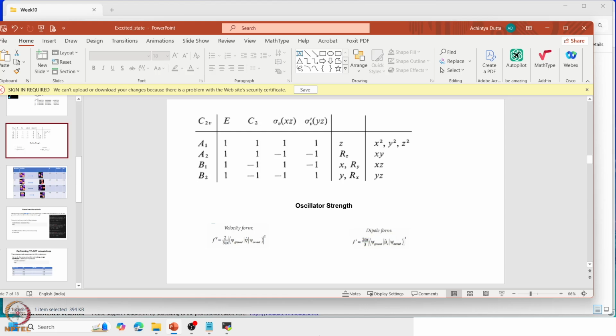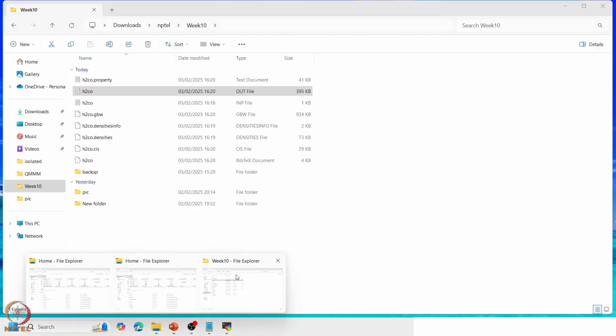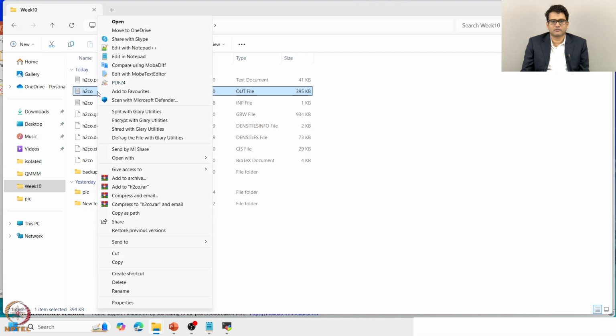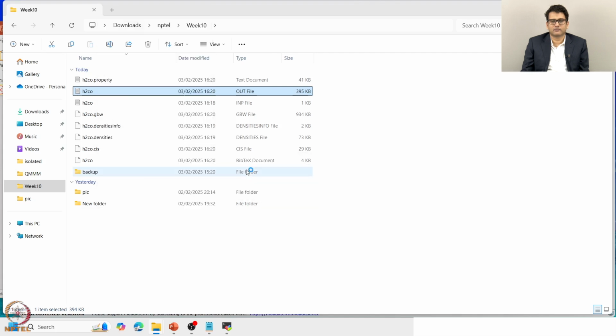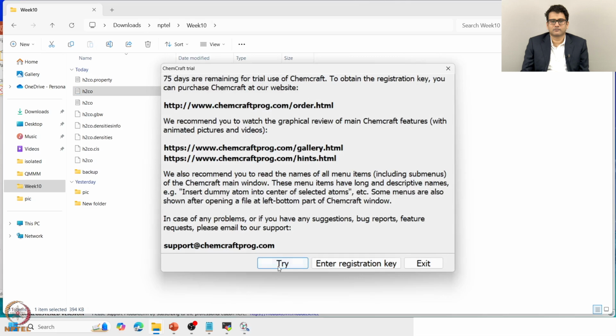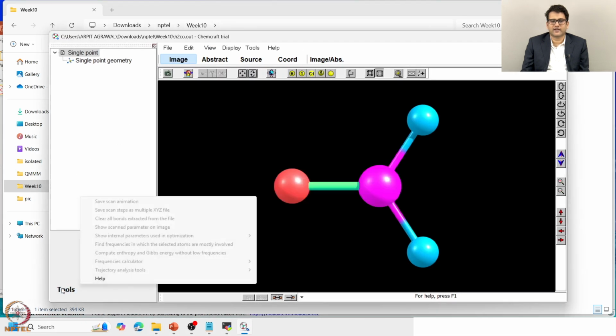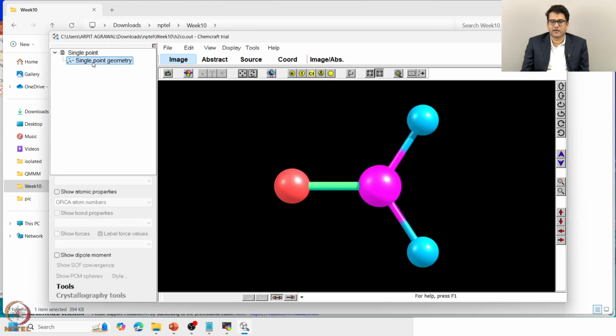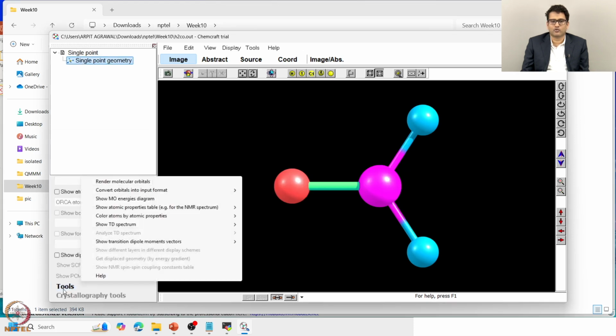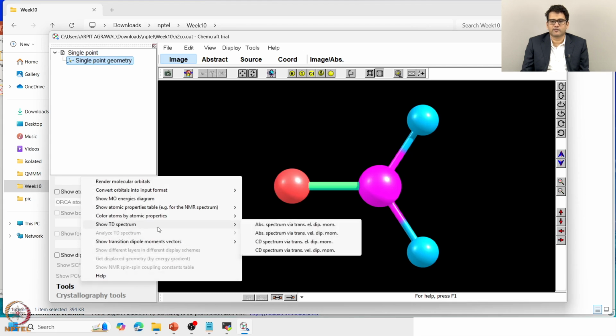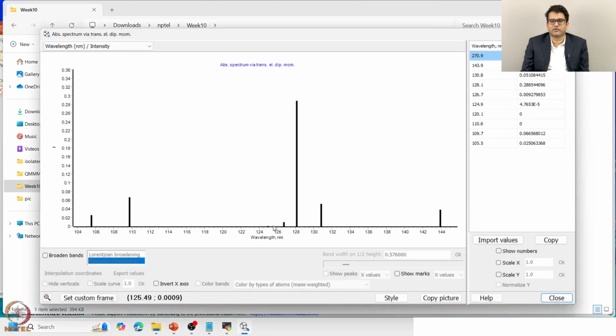So, now let us open the output file using ChemCraft and try to see how the UV visible spectra comes and look at the molecular orbitals also. The first thing, you have to click single point geometry, go to the tools and show TD spectrum. You can see the CD spectrum by transition dipole moment or transition electric dipole moment or velocity dipole moment. I will just use the electric dipole moment.